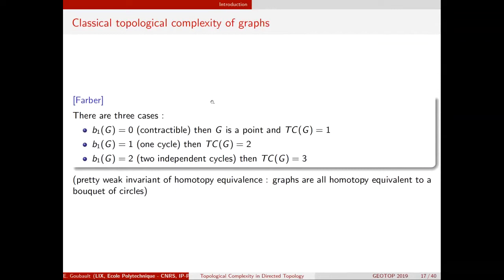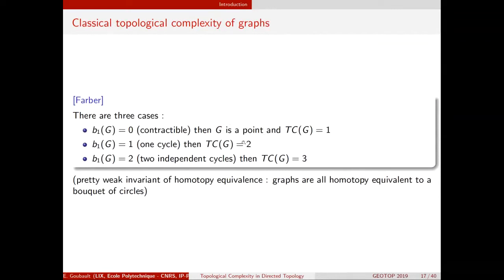So in classical topology, it's easy to find the topological complexity of graphs. You have three cases. This is the Betti number, the first Betti number of G. Actually, all graphs are homotopy equivalent to a bouquet of B1(G) circles. And the classical topological complexity, I remind you, is a homotopy invariant. It's an invariant of homotopy equivalence. It can just distinguish a bouquet of 0 circles, 1 and 2, and the rest is just the same when it comes to classical topological complexity.